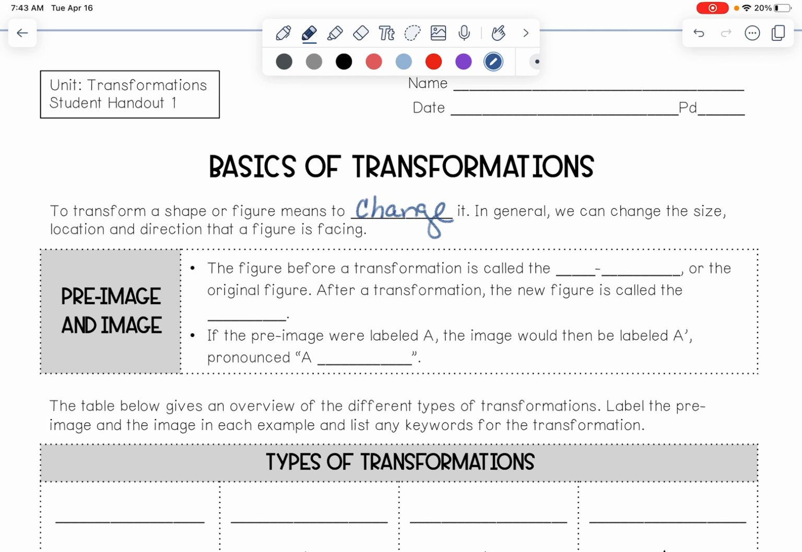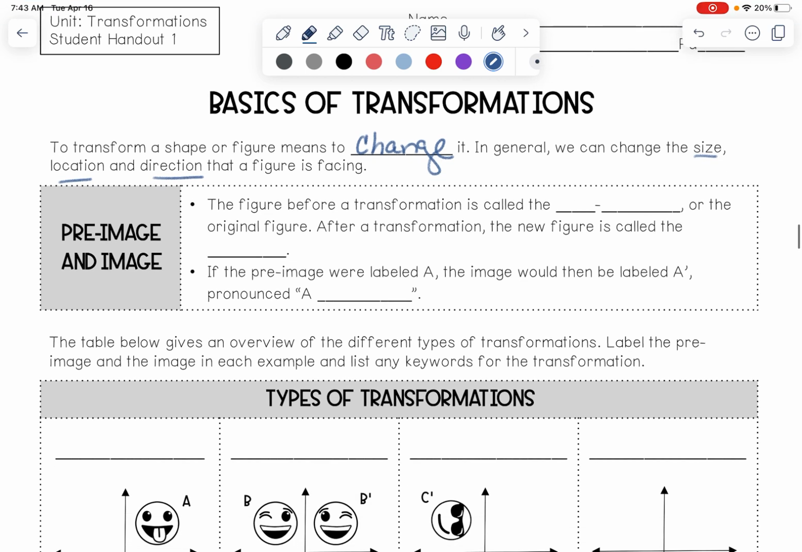In general, we can change the size, location, and direction that figure is facing. Pre-image and image. The figure before a transformation is called the pre-image, or the original figure. After a transformation, the new figure is called the image. If the pre-image were labeled A, the image would be labeled A with an apostrophe, pronounced A prime.